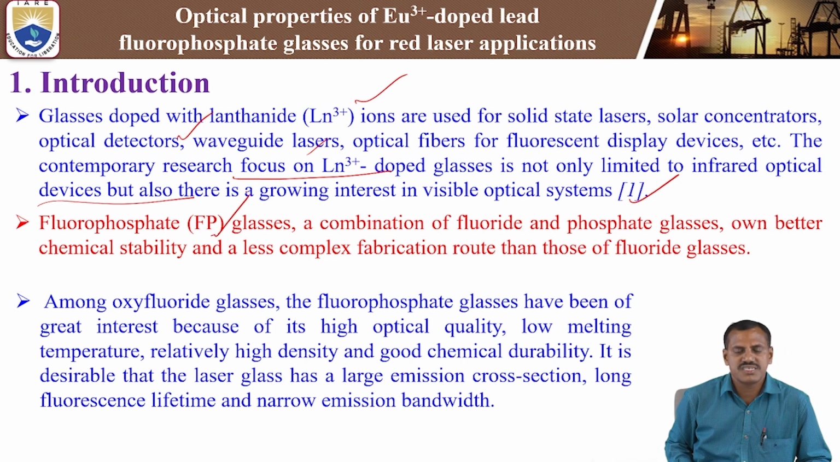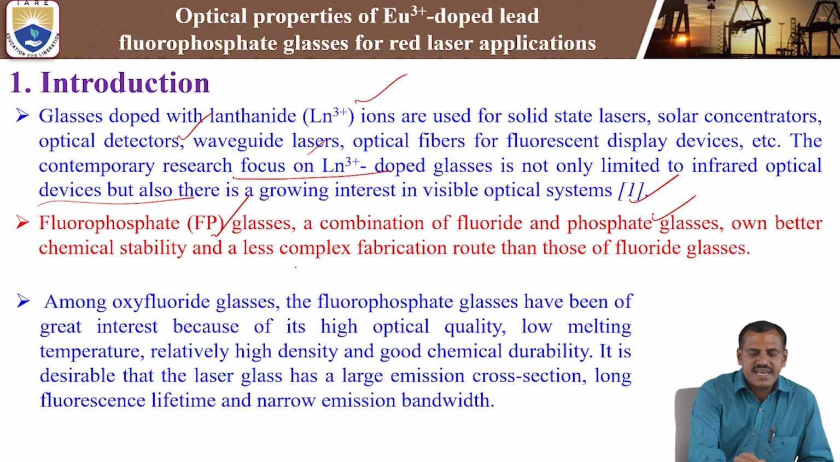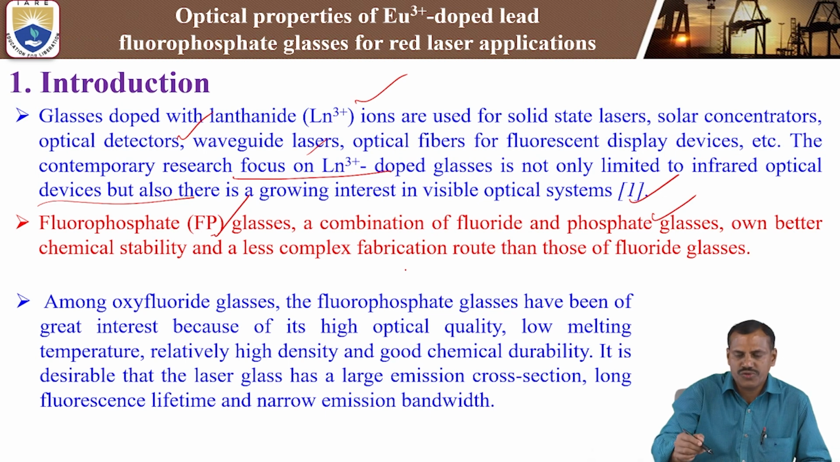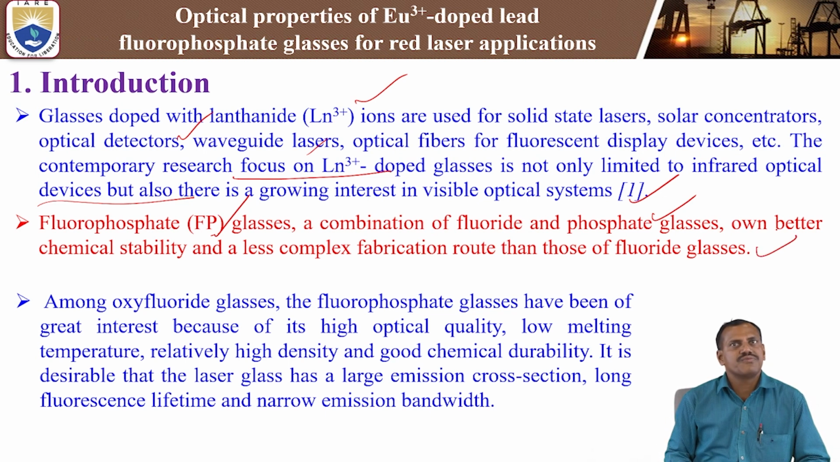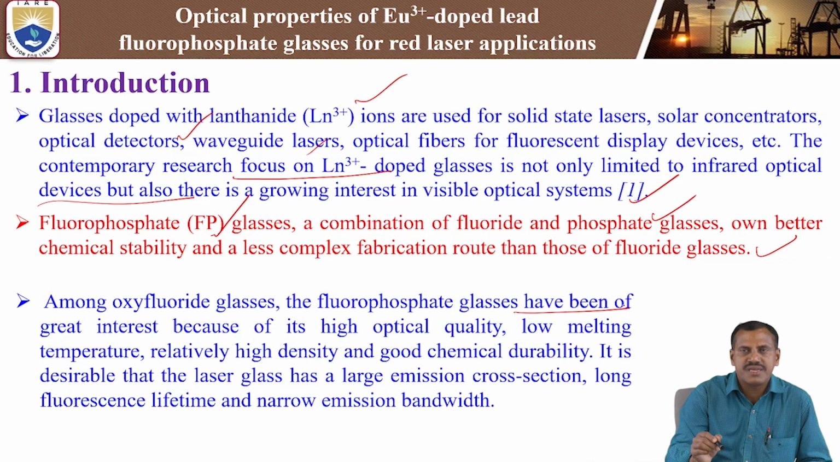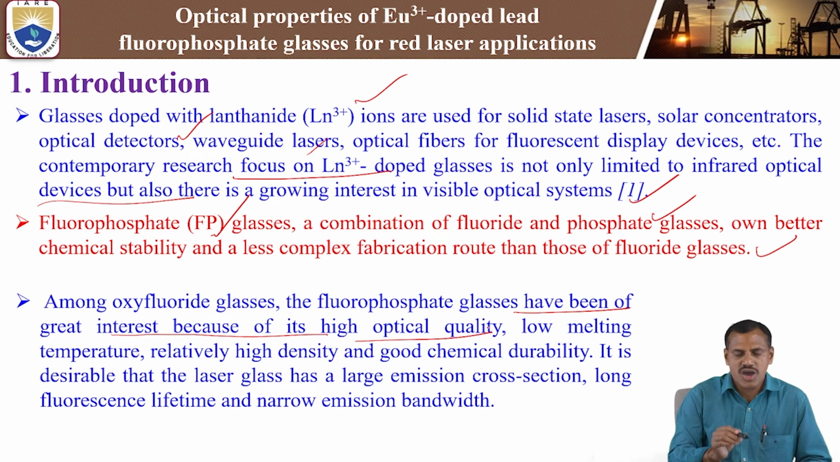Next, fluorophosphate glasses. These glasses are a combination of fluoride content and phosphate content, so they belong to the fluorophosphate glasses. They offer better chemical stability and a less complex fabrication route than fluoride glasses. Among oxyfluoride glasses, fluorophosphate glasses have been of great interest because of their high optical quality: highly transparent, low melting temperature, relatively high density, and good chemical durability. These are the important properties of fluorophosphate glasses.